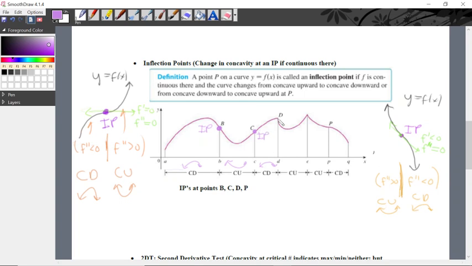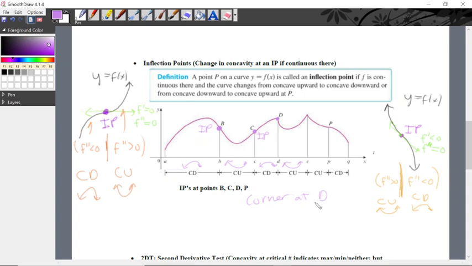Now what happens at D? D is included on the curve. It is still continuous there. And we have that the concavity was concave down to the left, but concave up to the right. Okay? However, we notice that the point itself was a corner. Okay? We have a corner at D.